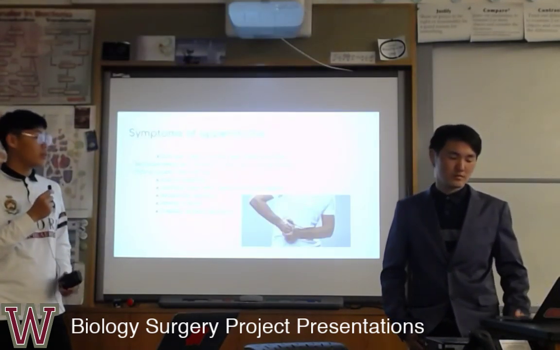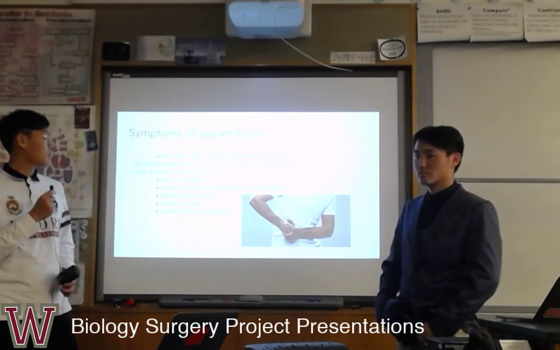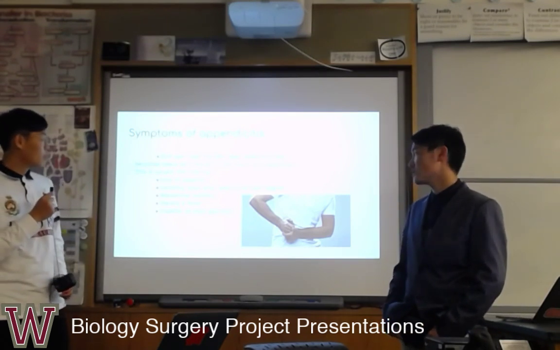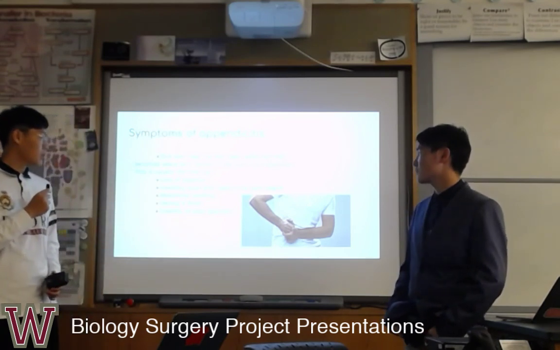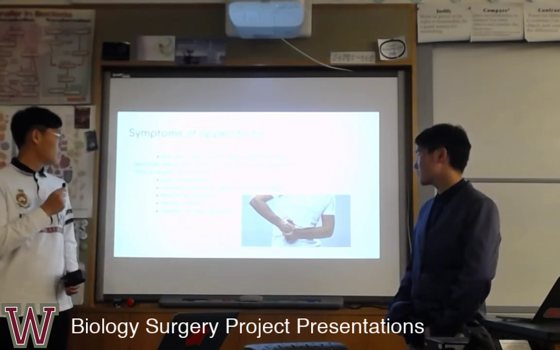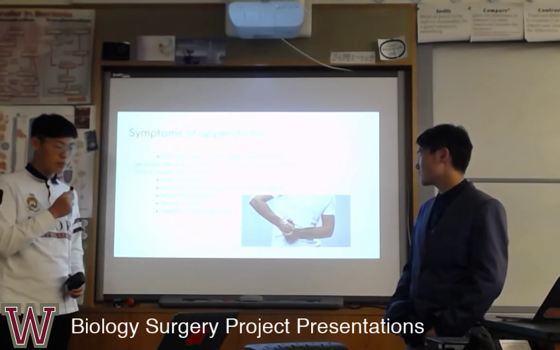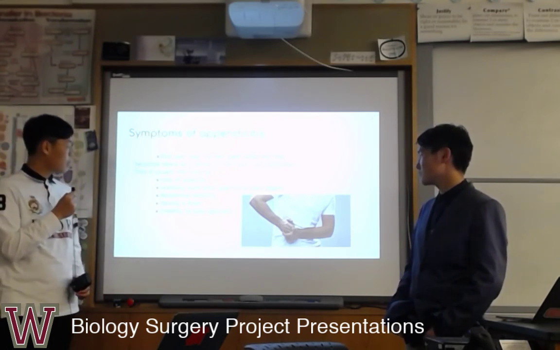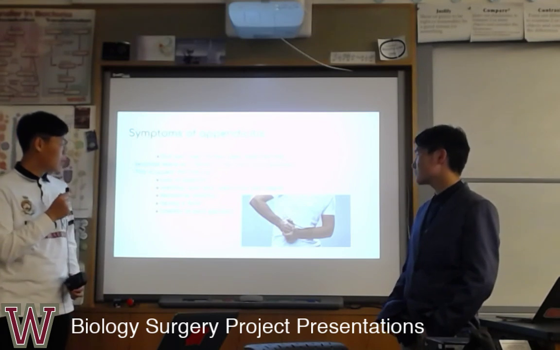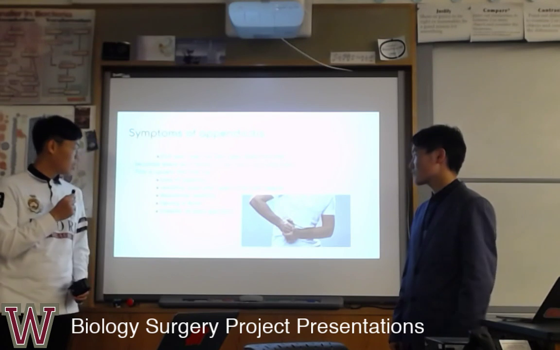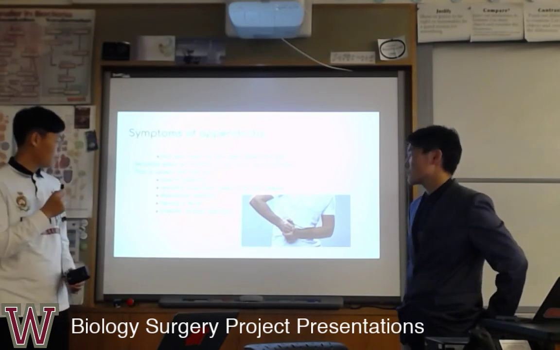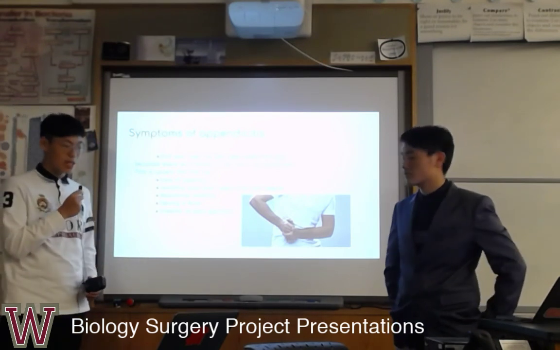And here are 6 symptoms of appendicitis. Dull pain near the upper abdomen that becomes sharp as it moves to the lower right abdomen. This is usually the first sign of appendicitis, followed by loss of appetite, vomiting soon after you feel the pain, abdominal swelling, having a fever, and inability to pass gas.